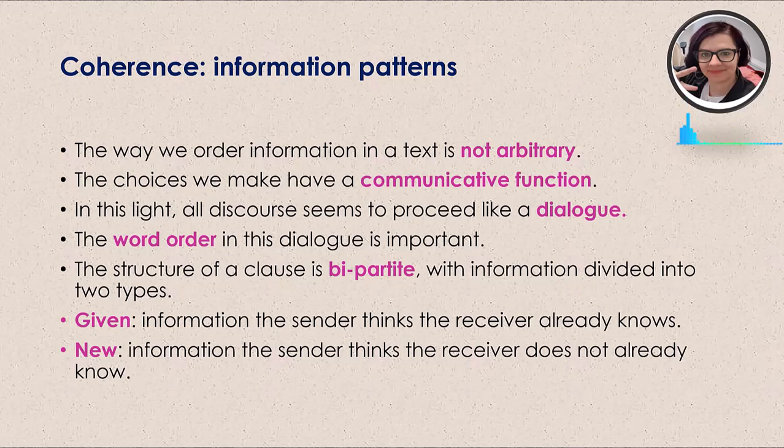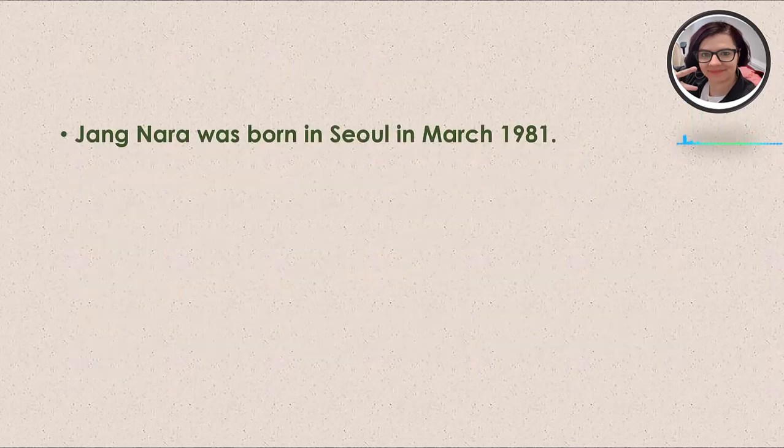So if we look at it like this, here is a sentence from the text in green, which we agreed was the text that sounded more natural. Young Nara is given information. This text was taken from a Wikipedia article. So if we've been looking for information about young Nara, that means that at least the name is familiar to us. But what we assume is new information is the fact that she was born in Seoul in March 1981.